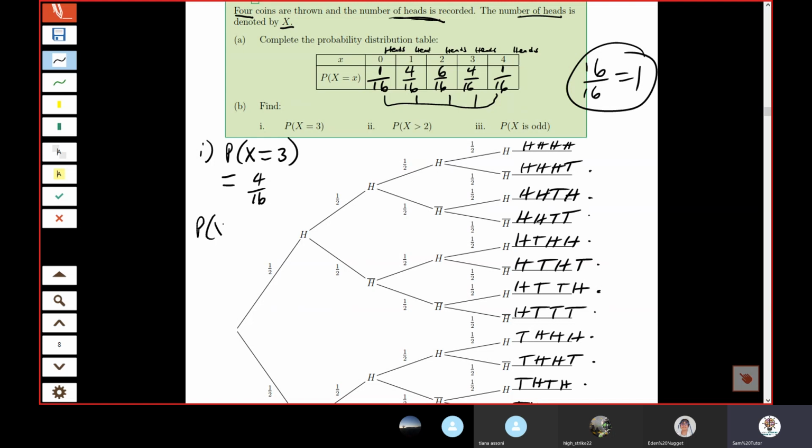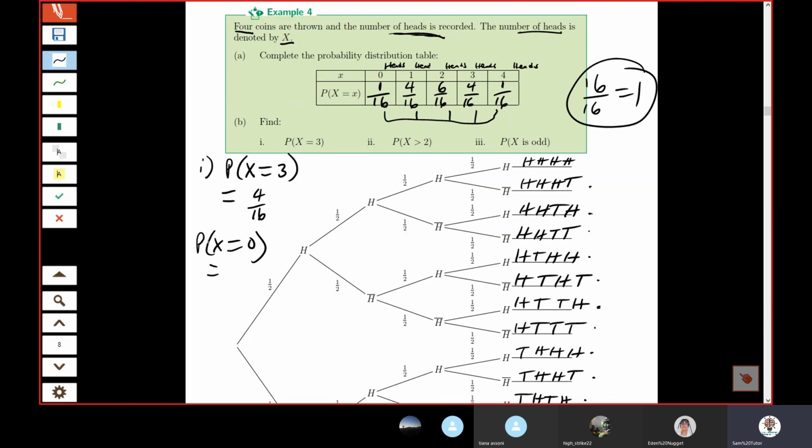What if I said, what's the probability that X is equal to 0? All you would say is, what's the probability that the number of heads is 0? 0 heads.